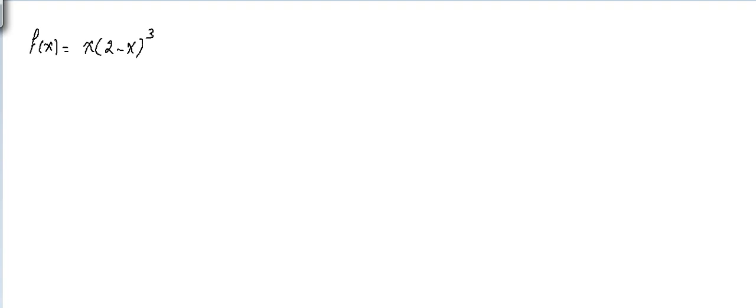We do the same thing. Either we can expand this function, but we don't need to. The domain of function f, since it's a polynomial function, is the set of all real numbers, or from minus infinity to plus infinity.